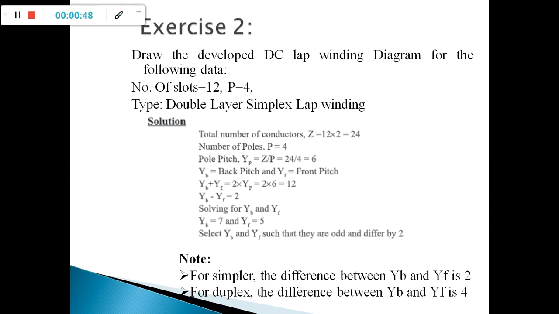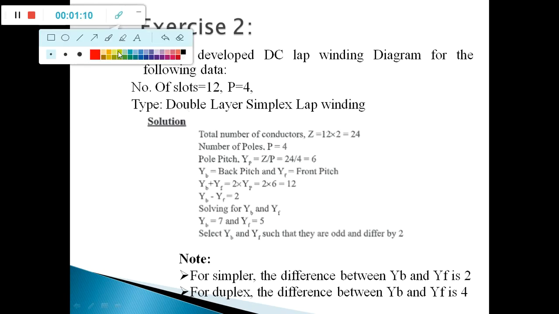The data given are: number of slots is 12, and P, which is the number of poles, equals 4, and the type of winding is double layer simplex lap winding. For this data we need to develop a lap winding diagram. Since it is double layer, the coil side M is equal to 1 here. And since it is simplex, the value of X is equal to 1. Clear?